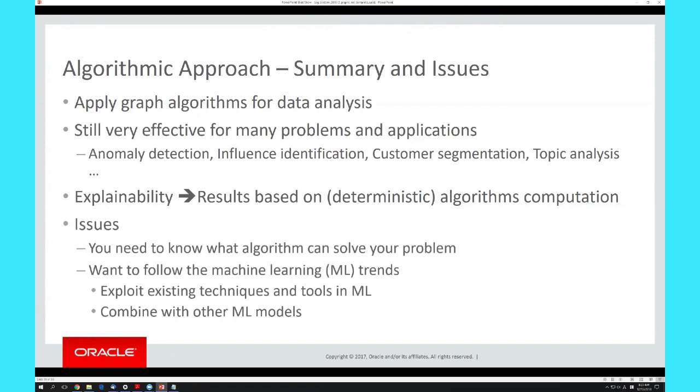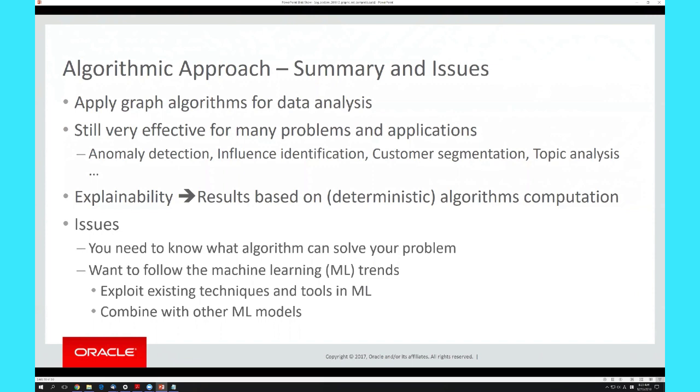Why am I having this session again? The one issue that I have is you have to know what this algorithm is, and then what algorithm I should apply to answer my question. That requires some kind of training or education on the developer side. So you have to be very keen on that.